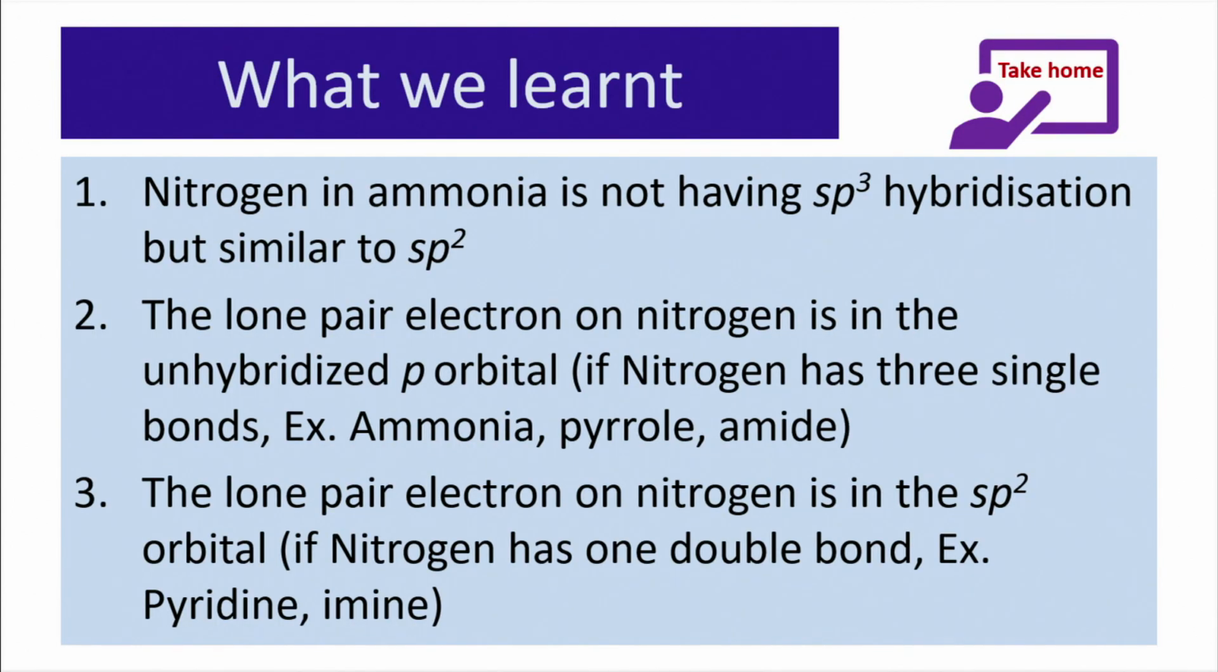So, let us recap what we have studied so far. The nitrogen in ammonia does not have sp3 hybridization, but something similar to sp2. The lone pair of electrons on nitrogen is in the unhybridized p orbital if nitrogen has 3 single bonds, for example ammonia, pyrrole, amide, etc. The lone pair of electrons on nitrogen is in the sp2 orbital if nitrogen has 1 double bond, for example pyridine, imine.